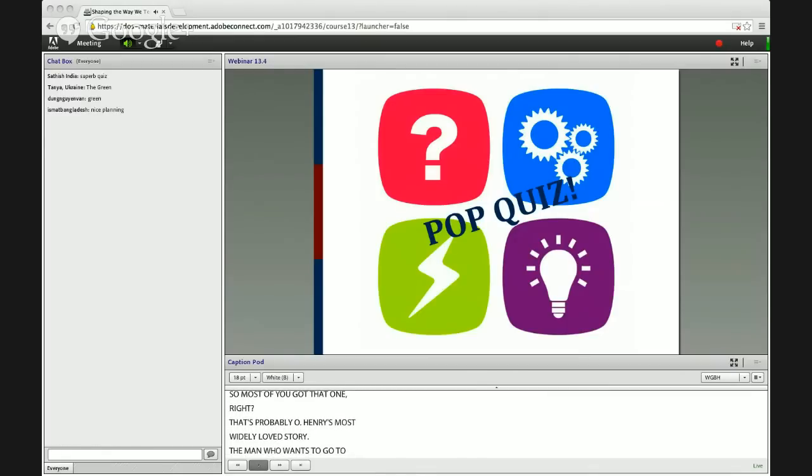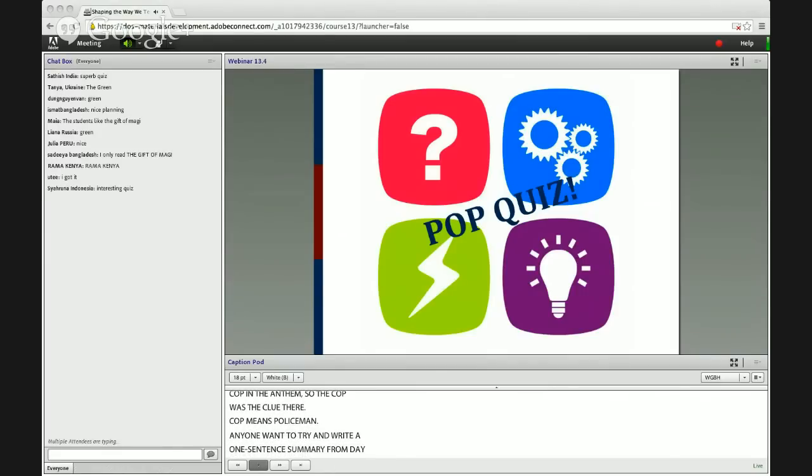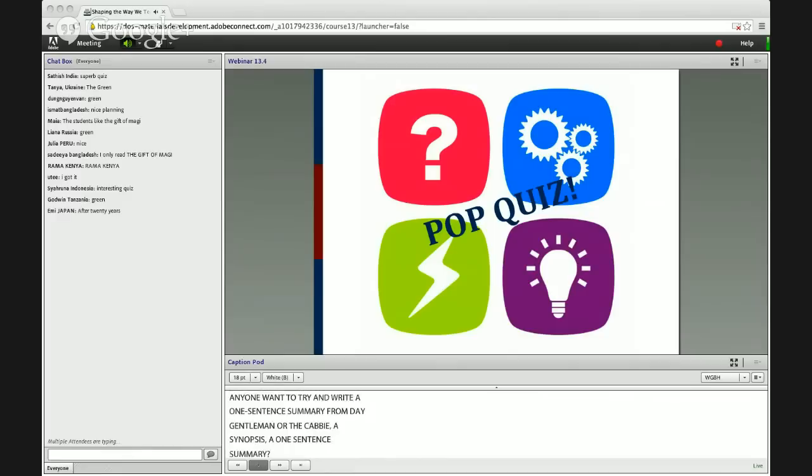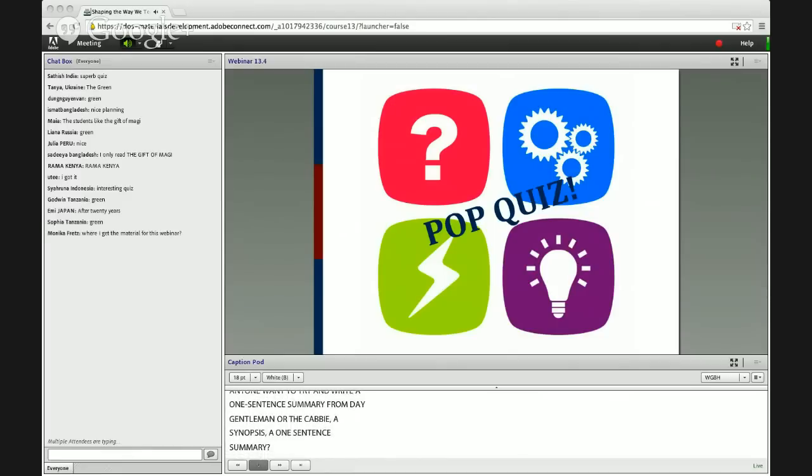Cop means policeman. So anyone want to try and write a one-sentence summary of Two Thanksgiving Day Gentlemen, or From the Cabbie's Seat, a synopsis, a one-sentence summary? A few of us only read The Gift of the Magi. Okay, that's okay. Oh, by the way, the first option in your quiz was The Celebrated Jumping Frog of Calaveras County. He was the star of Mark Twain's story, so that was a trick question.